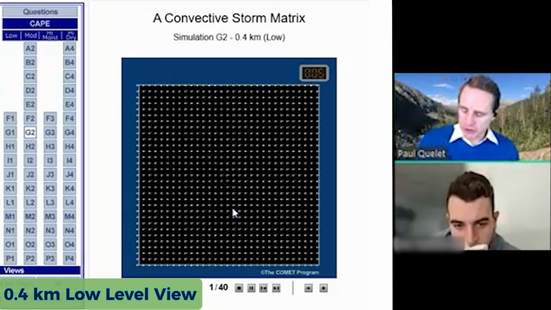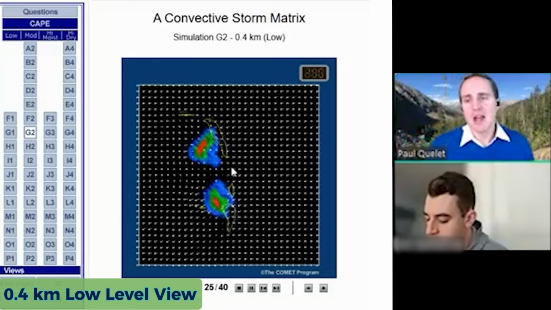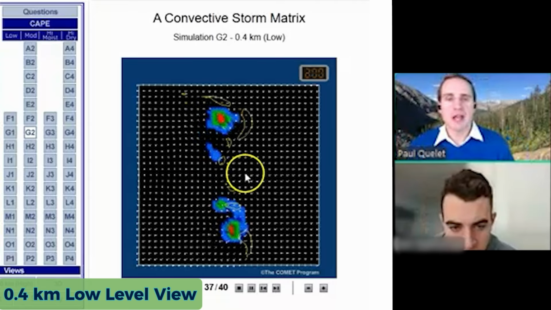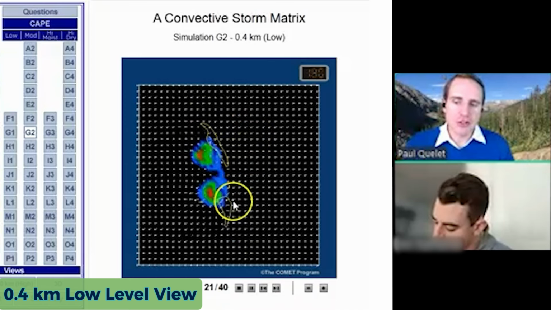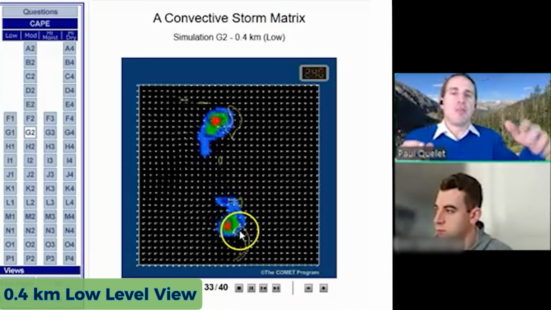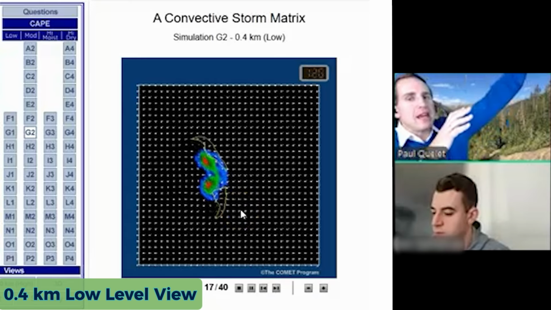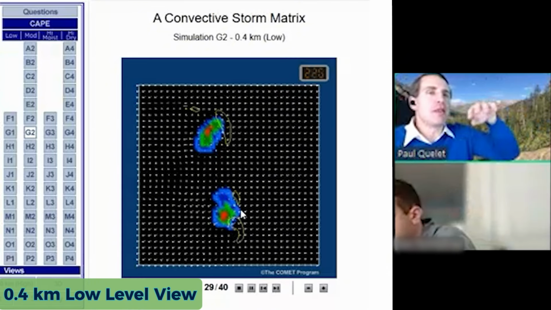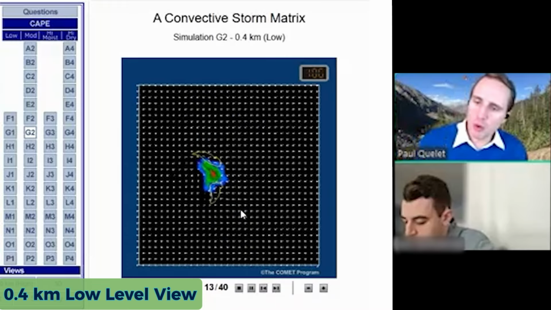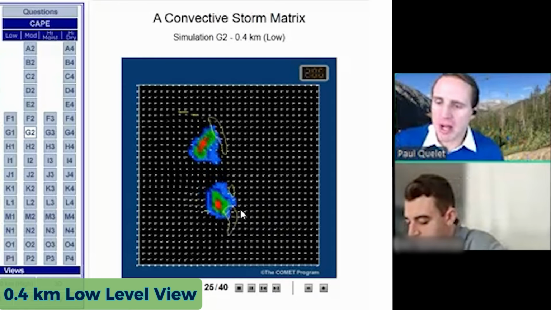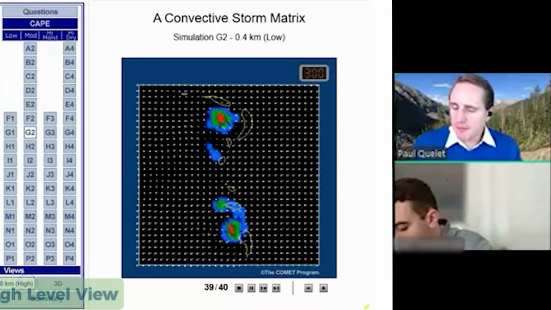Also, one of the signatures of supercells as opposed to ordinary convection is that their cold pools tend to have some curvature to them and they stay out front of the supercell. Because the supercell has this upper-level wind shear that's pushing the rain out to the front of it, but then the storm itself and the updraft stay separated. So these cold pools, which are shown there in that yellow contour, are kind of out front of the supercells. Let's go ahead and look at 4 kilometers.